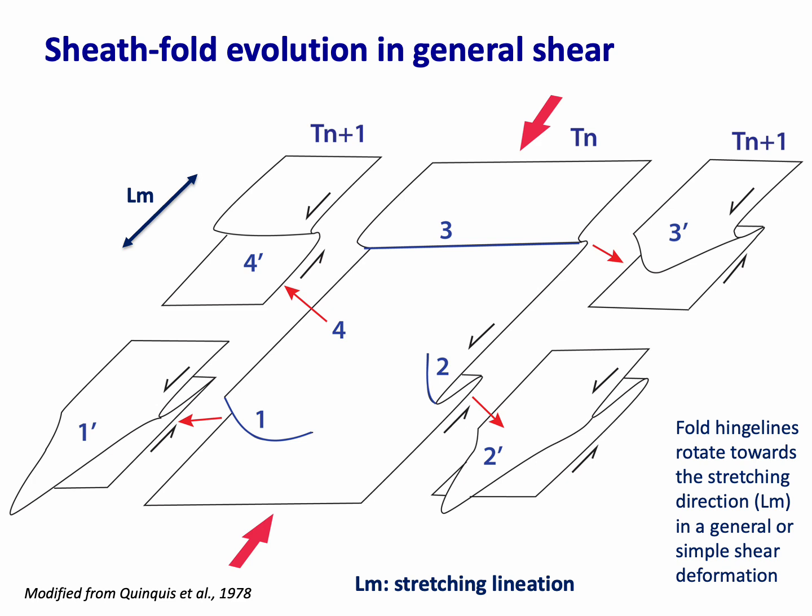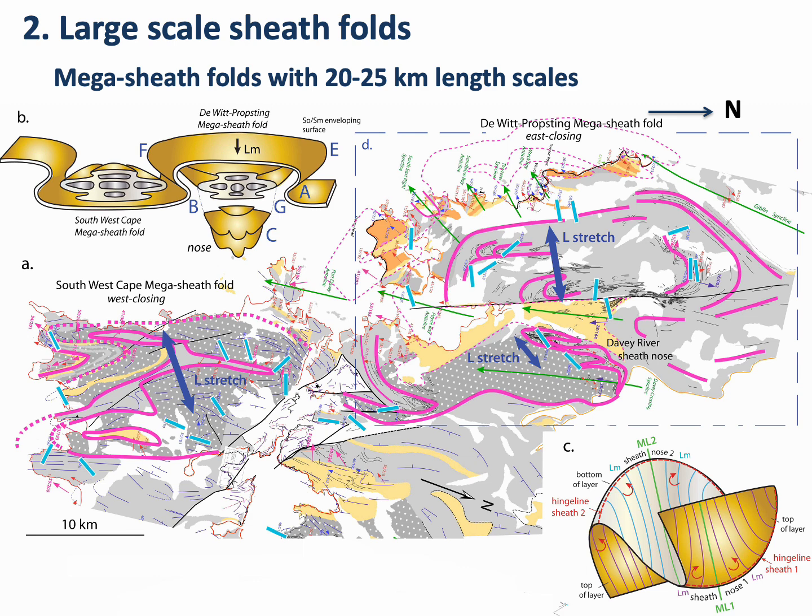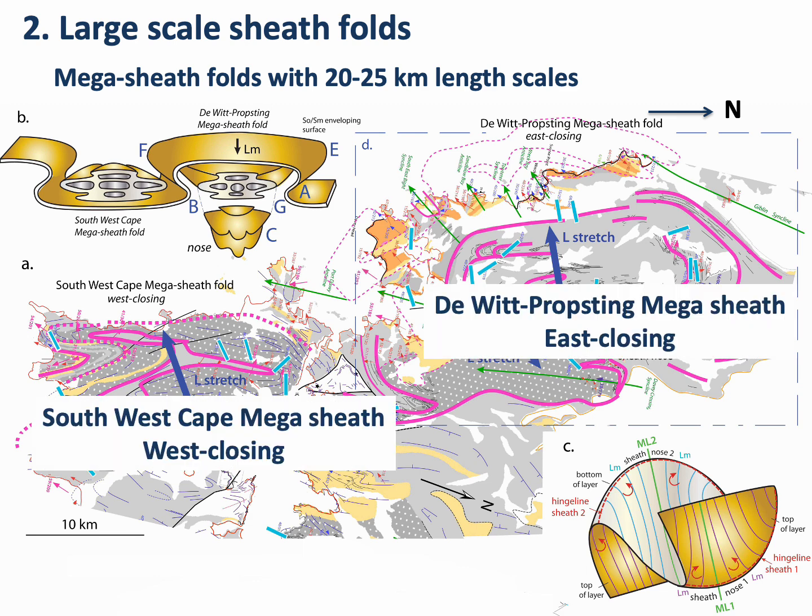Two large-scale or mega sheath folds with 20 to 25 kilometres length scales have been identified within the structurally lowest Davy sheet. These are the east closing Wilmot Propstein megasheath and the west closing Southwest Cape megasheath. They are a slightly offset east and west closing megasheath fold pair. See the schematic sketch on the bottom right. Note the sheath interpretation is supported by the stretching lineation trend shown by the blue arrow.